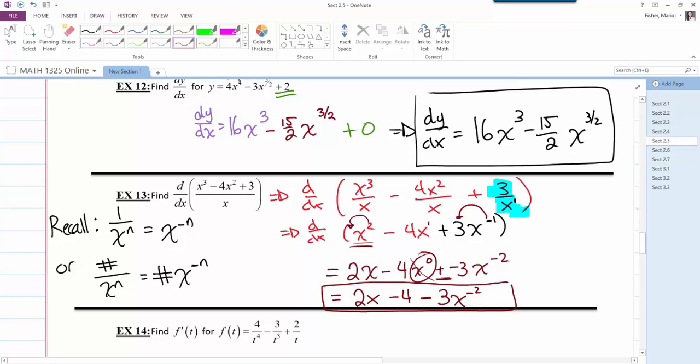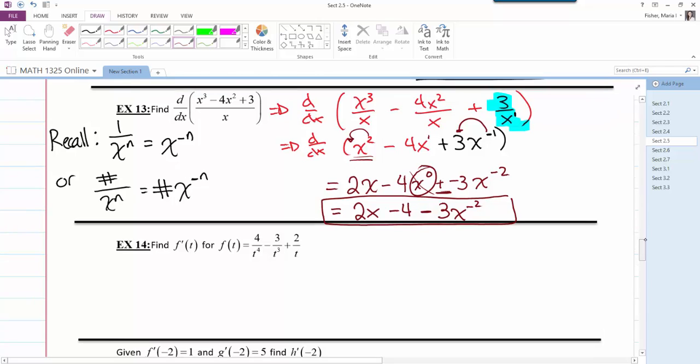All right, let's look at number 14. Again, number 14 is not in the right format, but now I know what to do because anytime I have some exponent in the denominator, I can just use the negative exponent, right, to get it out of the denominator. And for 2 over t, I know that's t raised to the first power. So I can rewrite this as f of t is equal to 4t to the negative 4th minus 3t to the negative 3rd plus 2t to the negative 1st.